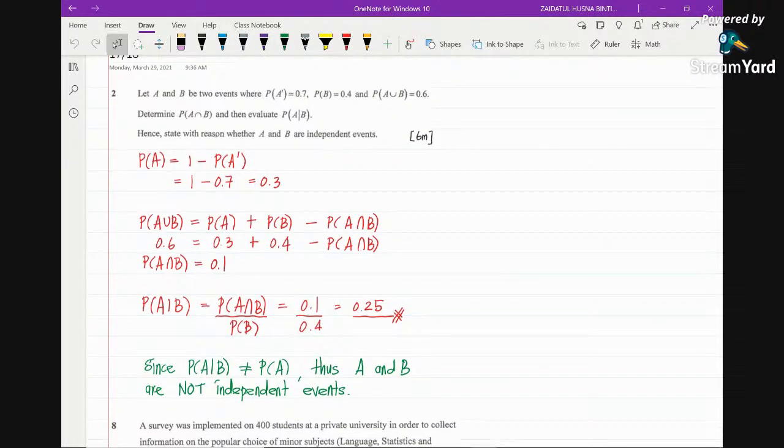Let A and B be two events where P(A prime) equals 0.7, so please take note, we have A prime here, P(B) equals 0.4, and P(A union B) equals 0.6. Determine the probability of A intersect B. This is the first part of the question. Then we need to evaluate the conditional probability, that's the second part. And third, we need to determine whether A and B are independent, and state with reason. So there are 3 parts to this question and 6 marks are allocated for this particular problem. So again, only use 6 minutes.